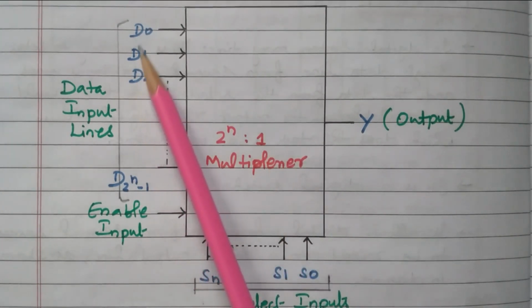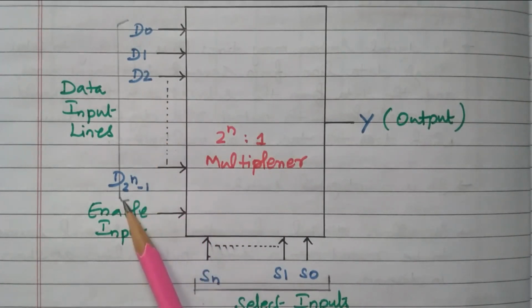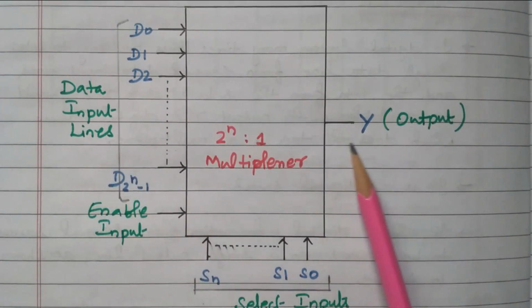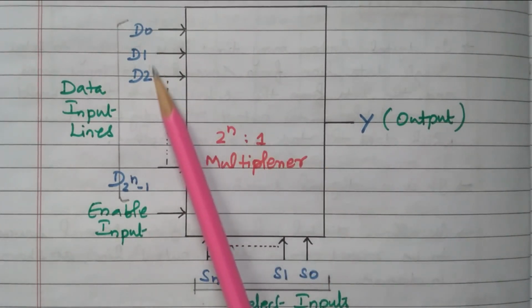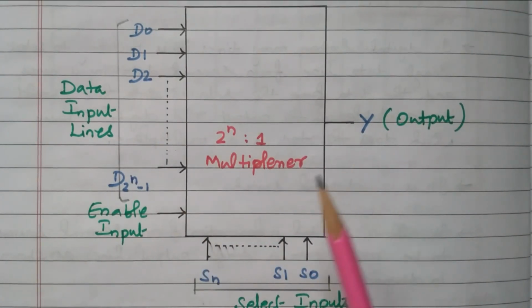So these are all the 2 to the power n inputs, D0, D1, D2 up to D2 to the power n minus 1. These are the data input lines. This is only one output. From 2 to the power n inputs, the multiplexer will produce only one output.